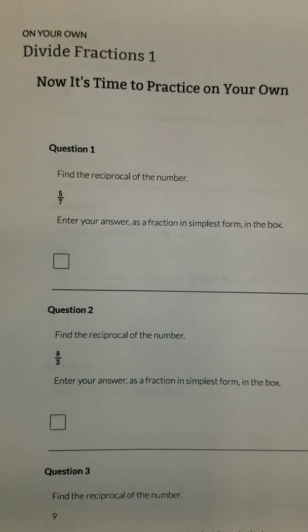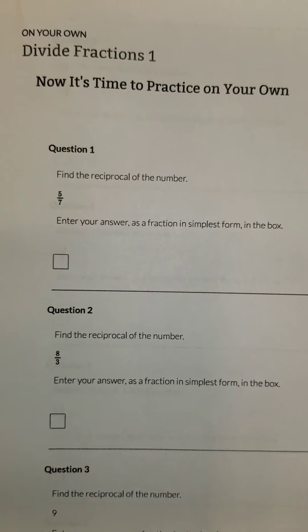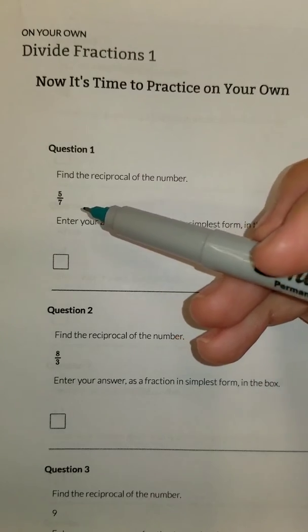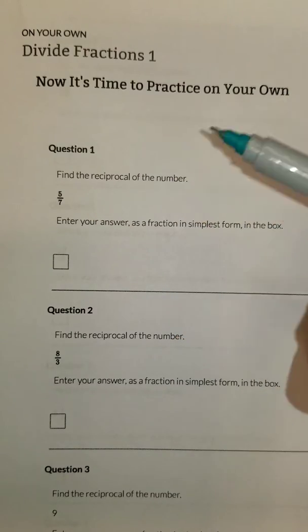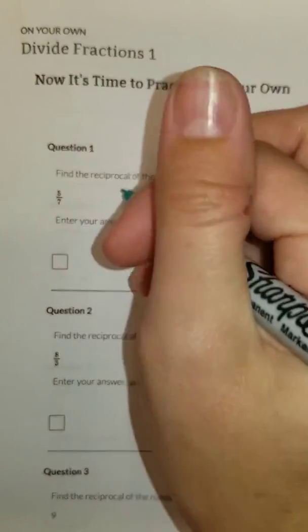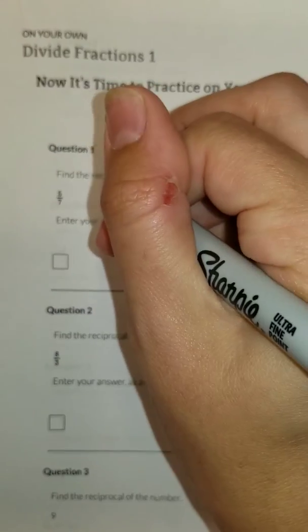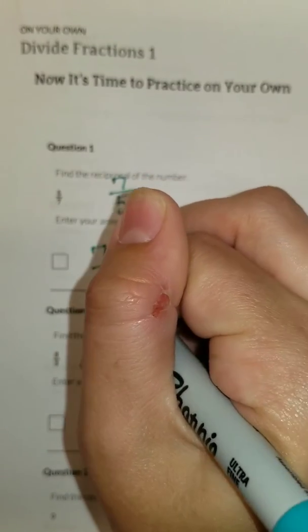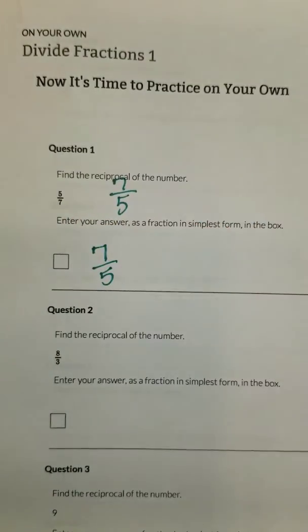We're going to look at dividing fractions. So our first question says find the reciprocal of the number. All the reciprocal is the numerator and the denominator flipped over. So this one has 5 on the top, so I'm going to put 5 on the bottom. And 7 is on the bottom, so now it goes on the top. So the reciprocal of 5/7 is 7/5.